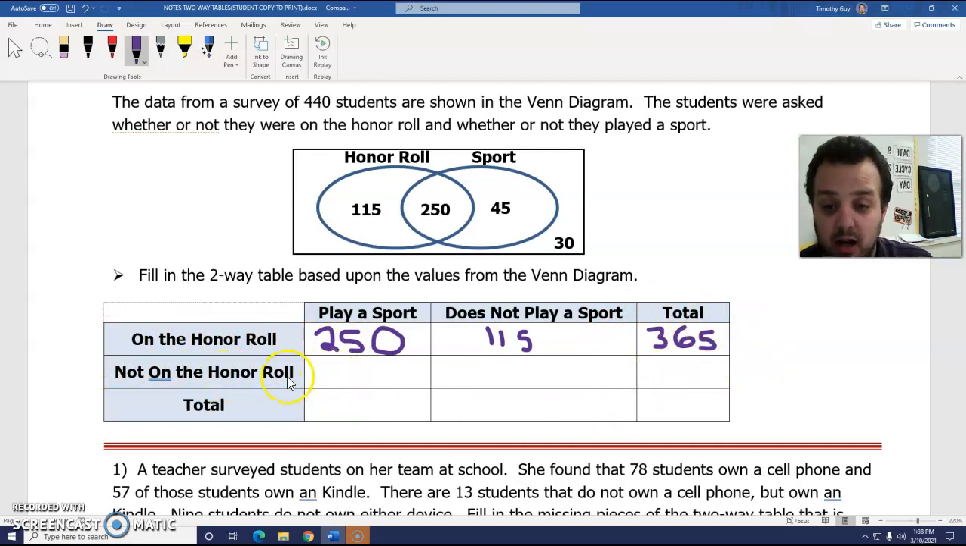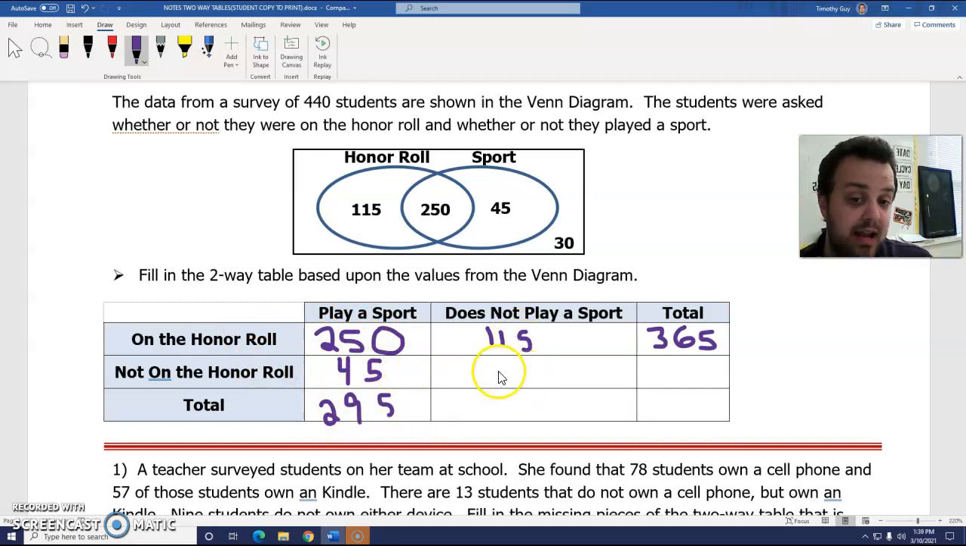Now, if I go down here, people who are not on the honor roll but play a sport, that would be these people right here. So that would be 45. And again, I could add up this column. I would get 295. That shows me the total number of people who play a sport that are in this column. So it's 295 people play a sport. So that's people on the honor roll, not on the honor roll. 295 total people play a sport.